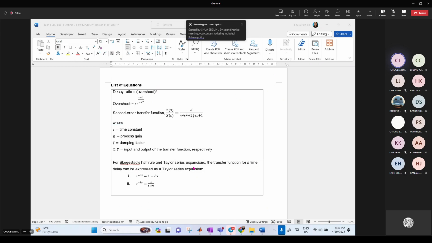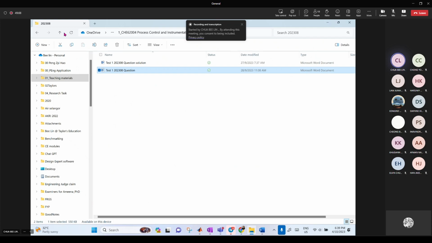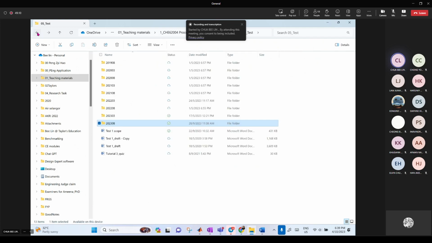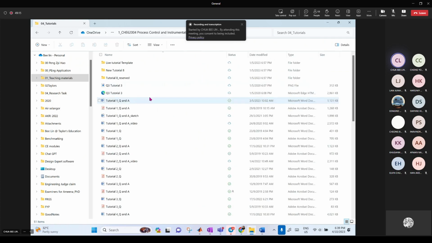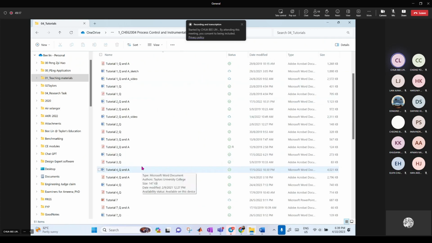Either you approximate the model into first order with time delay or second order with time delay, using the Skogestad half rule or using the Taylor series expansion. The one I talk about, the Taylor series expansion, is the one that we have in our tutorial. I can't remember, let me check the tutorial. Now, Taylor series expansion, if I'm not mistaken, will be this one.